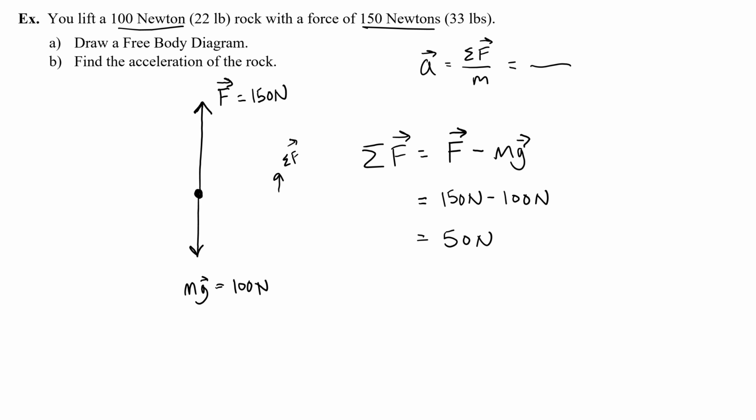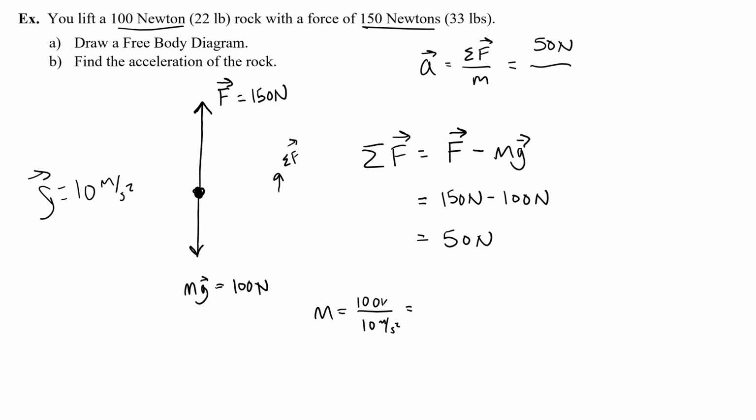Okay, so if the net force is 50 newtons, how do I find the mass of this rock? Well, it's easy. I just remember that the weight, 100 newtons, is equal to the mass times the acceleration due to gravity. So if I divide both sides by the acceleration due to gravity, I'm going to get the mass. Let me write that. Mass equals 100 newtons divided by the acceleration due to gravity, which to make our lives easier, we use 10 instead of 9.8. So 100 newtons over 10 meters per second squared.